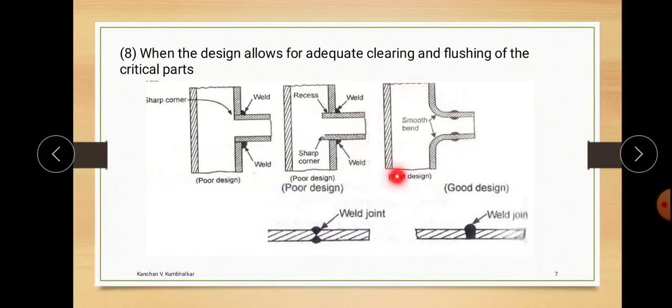Hence this design is declared best. By just differentiating a design, you can minimize the rate of corrosion in machineries and industries. Then the second example, in this case, is the weld joint. If the welded joints are not made properly, there is a possibility of accumulation of solids and dirt, and it supports the rate of corrosion.